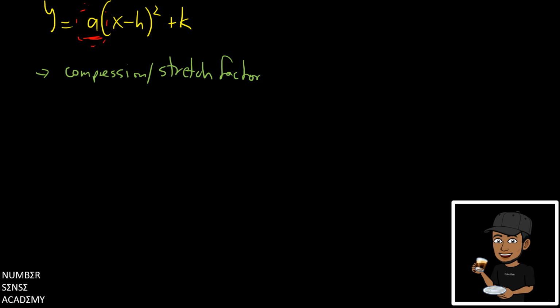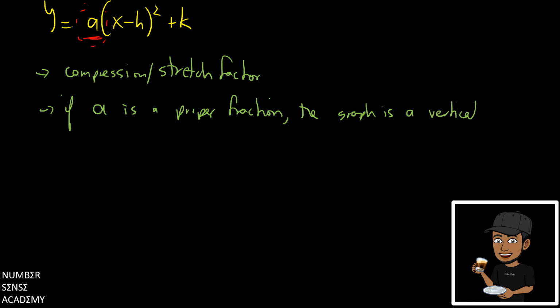So if a is a proper fraction, then the graph is what we call a vertical compression. If a is a proper fraction, the graph has a vertical compression or horizontal stretch.